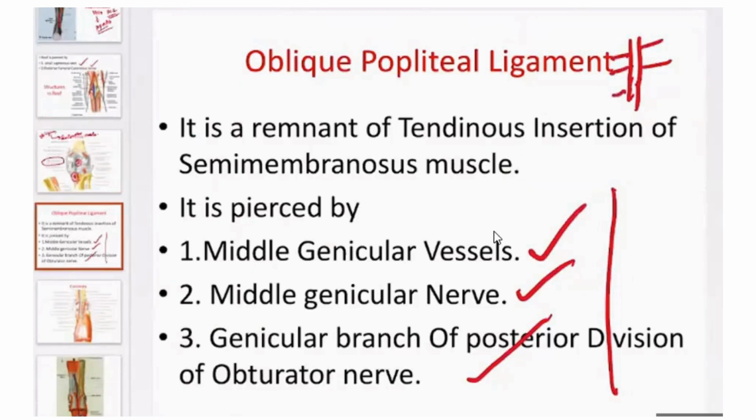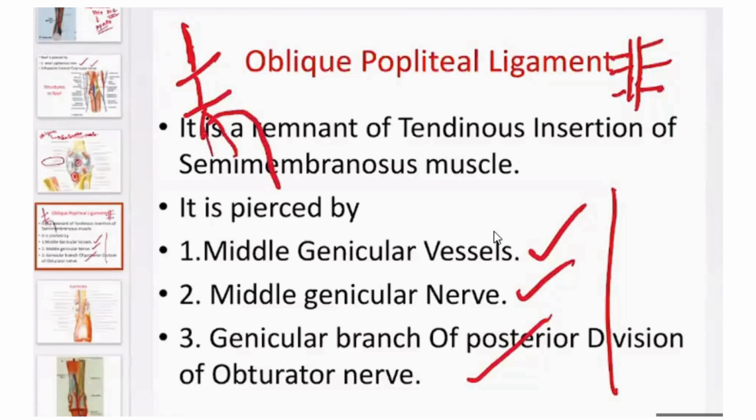We know the femoral artery is in the thigh. That femoral artery will continue as the popliteal artery in the popliteal fossa. Then it divides into anterior tibial and posterior tibial. Anterior tibial will come to the anterior compartment of the leg. Posterior is posterior. From the posterior tibial, you get the peroneal artery for the lateral compartment.